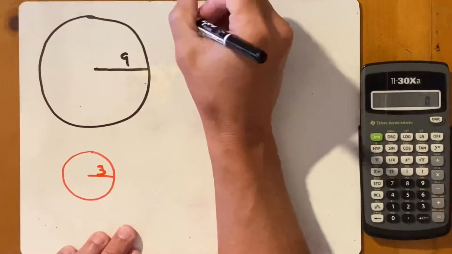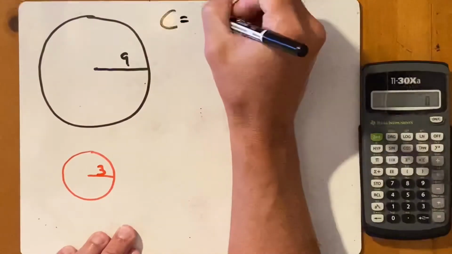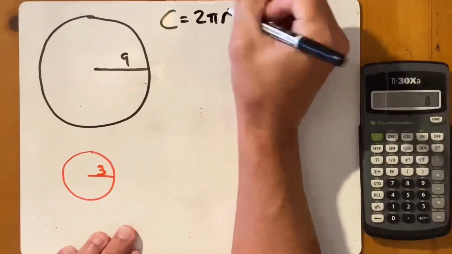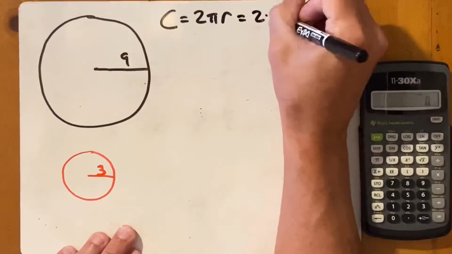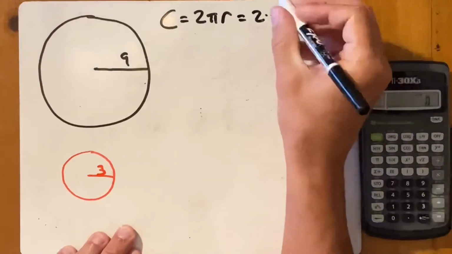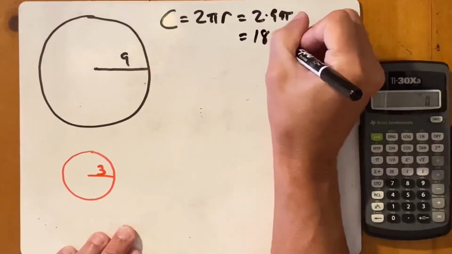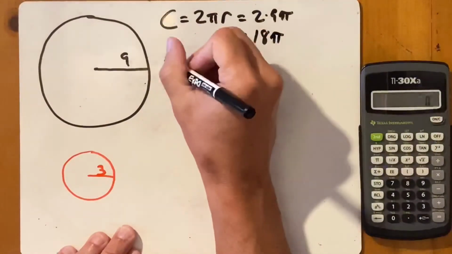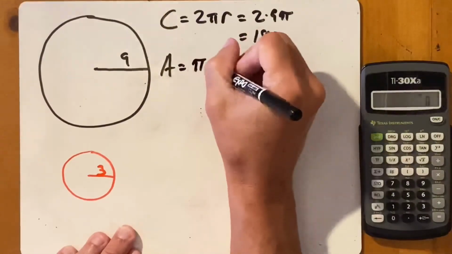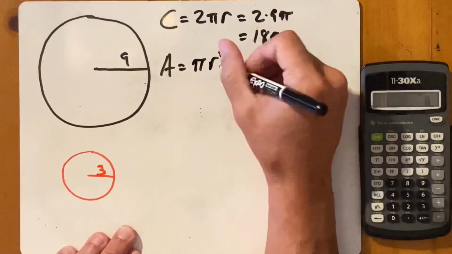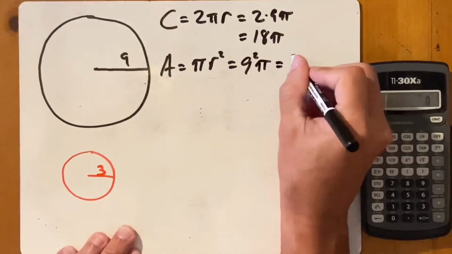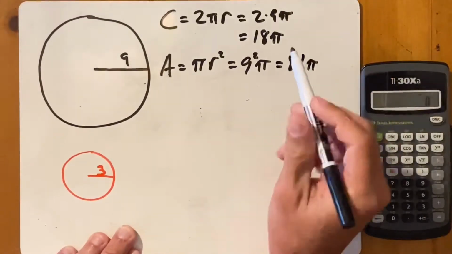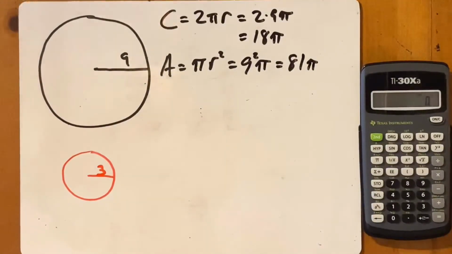As a reminder, let's start off with the circumference. Circumference is 2 pi r. The radius is equal to 9 here, so 2 times 9 times pi, or it has a circumference of 18 pi. Area is pi r squared. So radius is 9, so 9 squared times pi, which equals 81 pi. So there's our circumference, and there's the area of our original circle with a radius of 9.